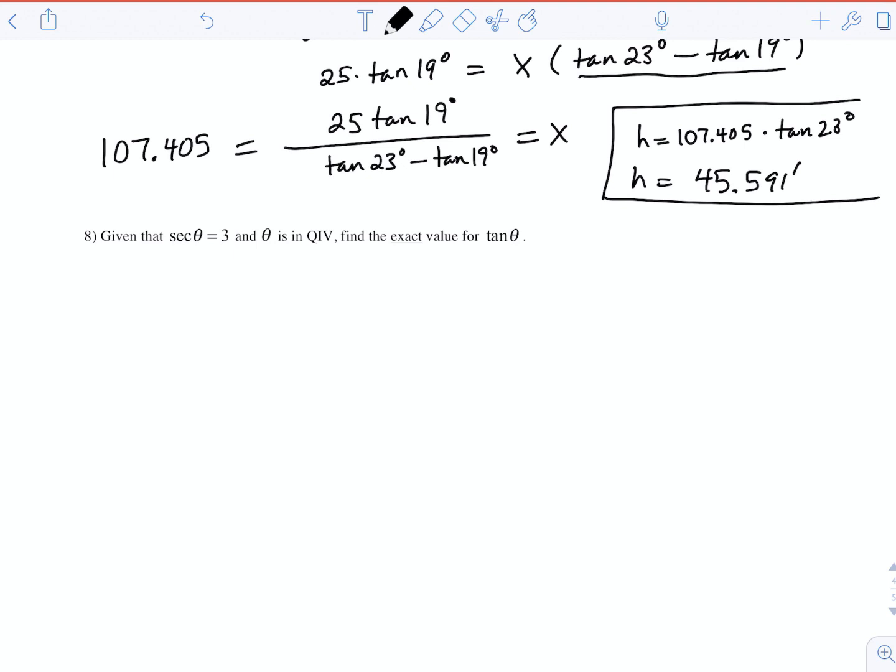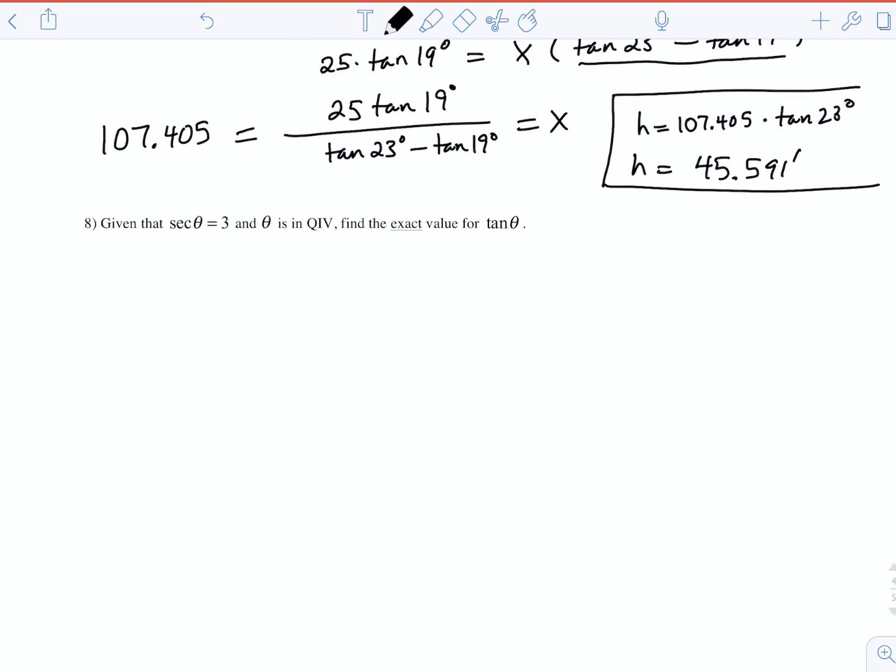So given that secant equals 3, find the exact value for tangent. There are several ways you could do this. I haven't done this for a little while, so I think I'm going to use 1 plus tangent squared is equal to secant squared. And then on the right side, just substitute. Secant squared means secant gets squared, but according to this, secant is equal to 3.